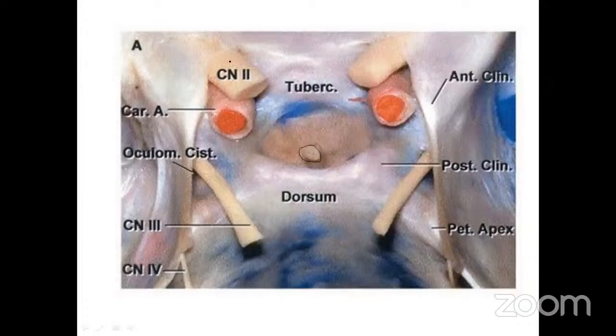We can appreciate both carotid arteries that are in intimate contact with the pituitary gland, present laterally, and cranial nerve 2, or the optic nerve, present next to it. They both are covered by a single dural attachment, which we are going to see further. We can appreciate the anterior clinoid process here and posterior clinoid process here. Anterior clinoid process is present lateral to the tuberculum sella. Posterior clinoid process is present lateral to the dorsum sella.